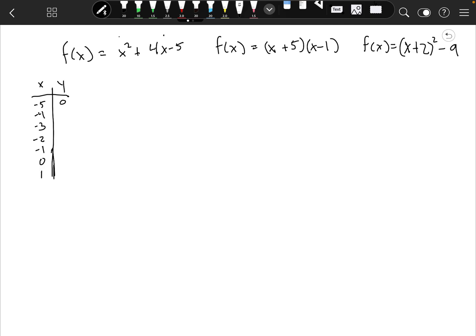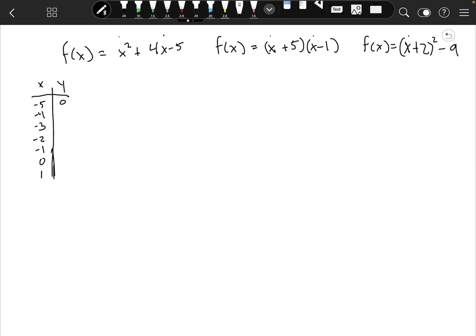What if I put -5 in right here and right there in the second function? That'll be 0 for the first one, and then -5 minus 1, -6 times 0 will be 0. And what if I put -5 in for the third function? -5 plus 2 is -3. Square that, you get 9 minus 9 is 0. So all three functions, when I put -5 in, had the same output of 0. Let's do a few more.